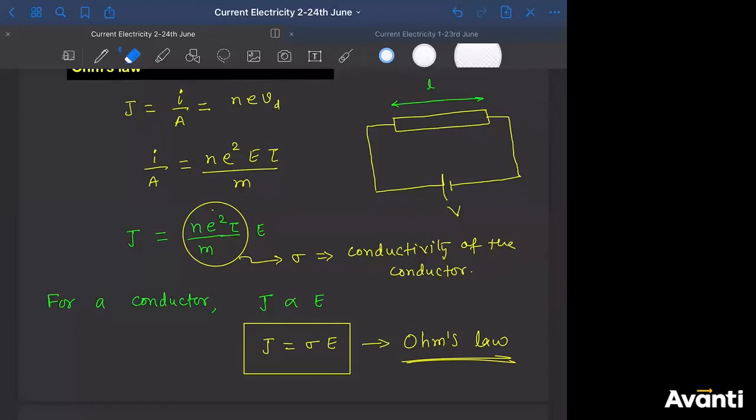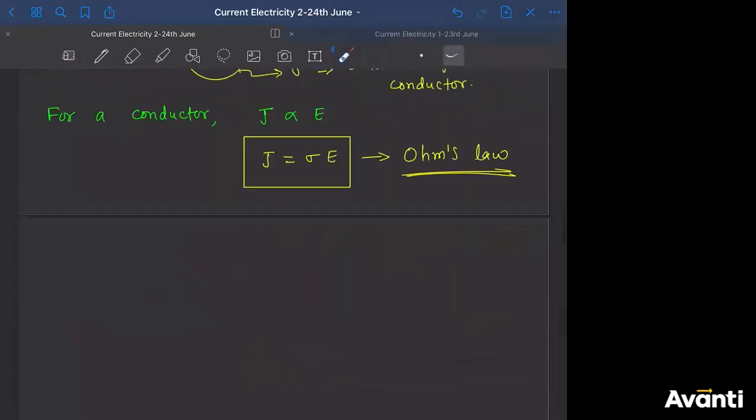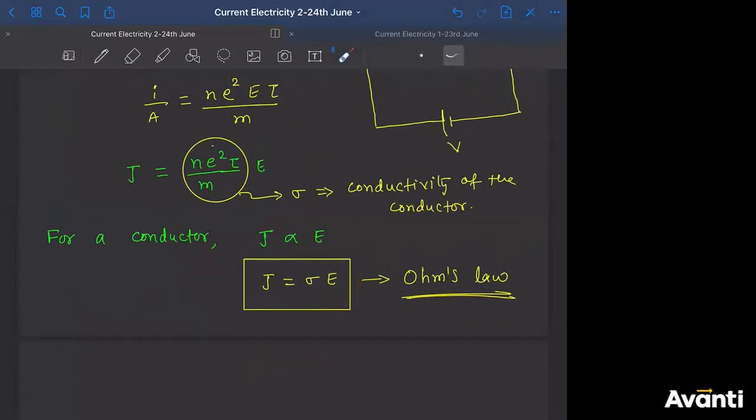बहुत बढ़िया. चलो तो yeah, we were talking about Ohm's law, right? We got one of the forms of Ohm's law, that is J will be directly proportional to the external electric field that will be applied. All right. So J is directly proportional to E, or J can be written as sigma into E. So this is also one of the forms of Ohm's law. Acha, how do we get that V is equal to IR? From here, how do we get V is equal to IR?